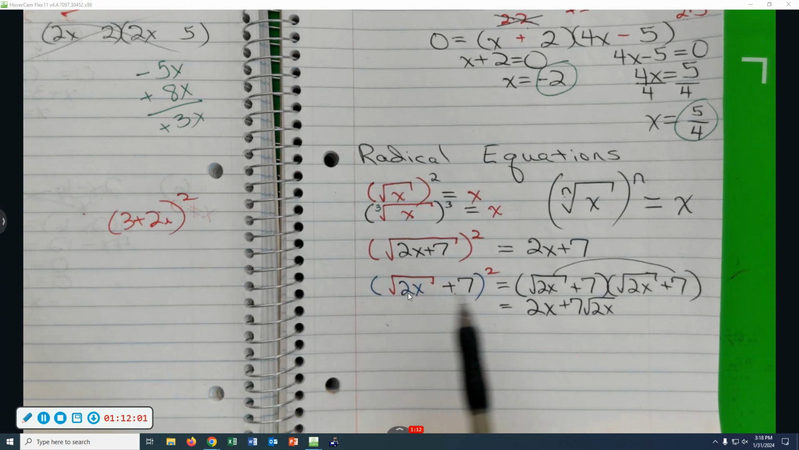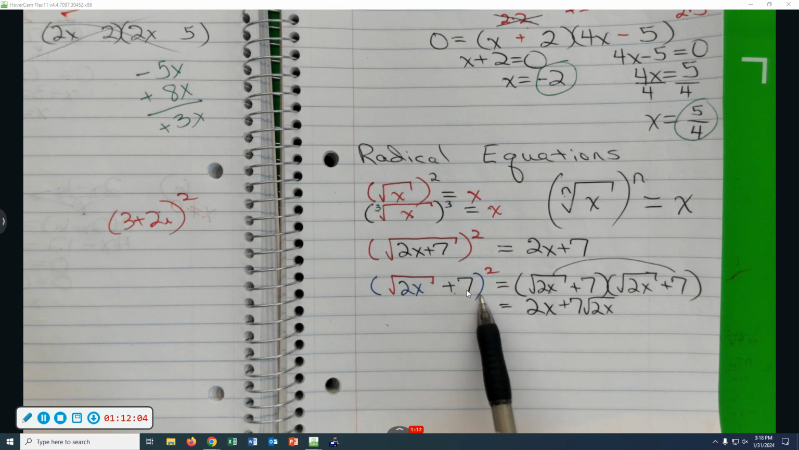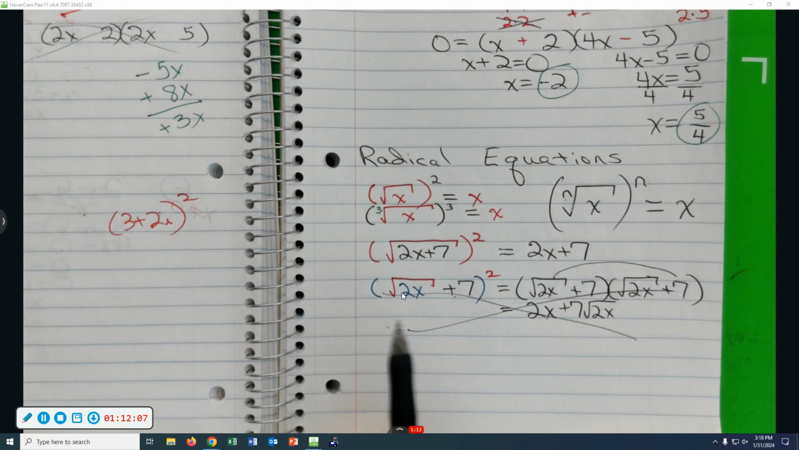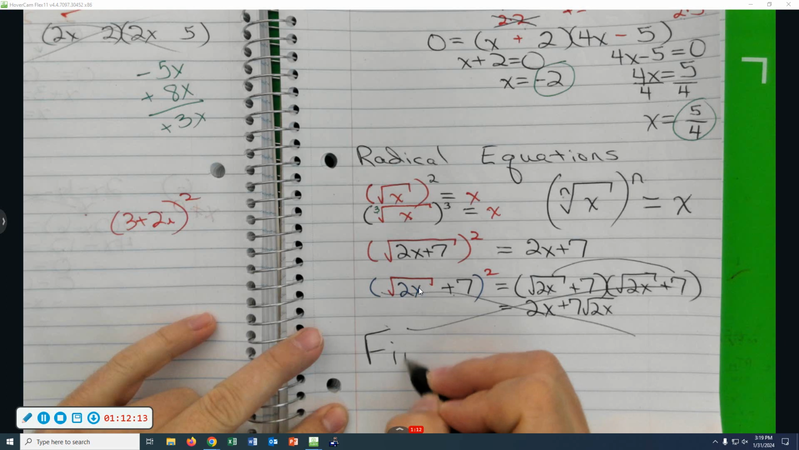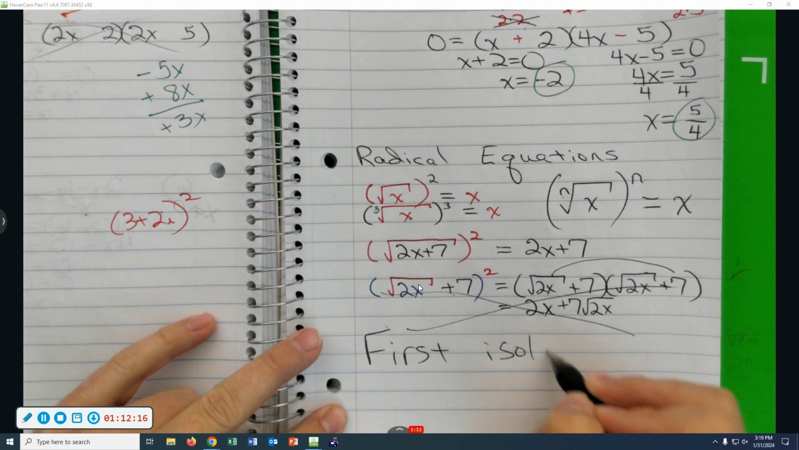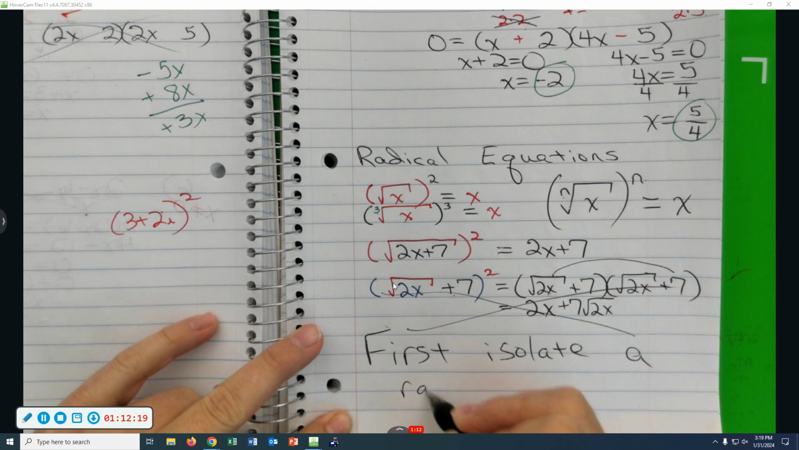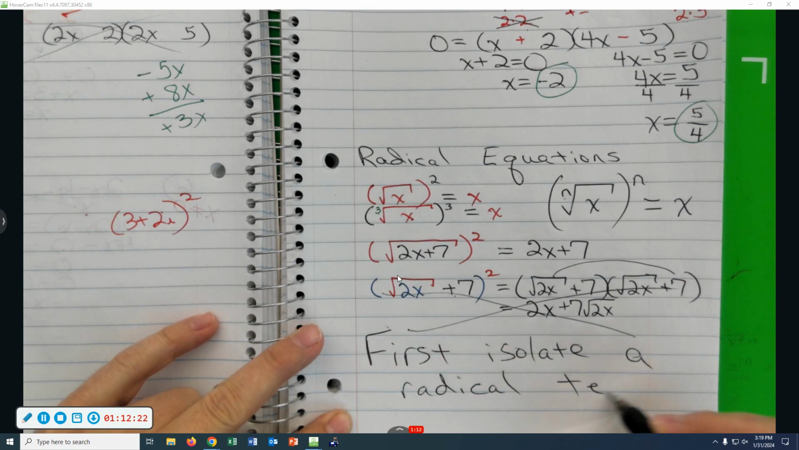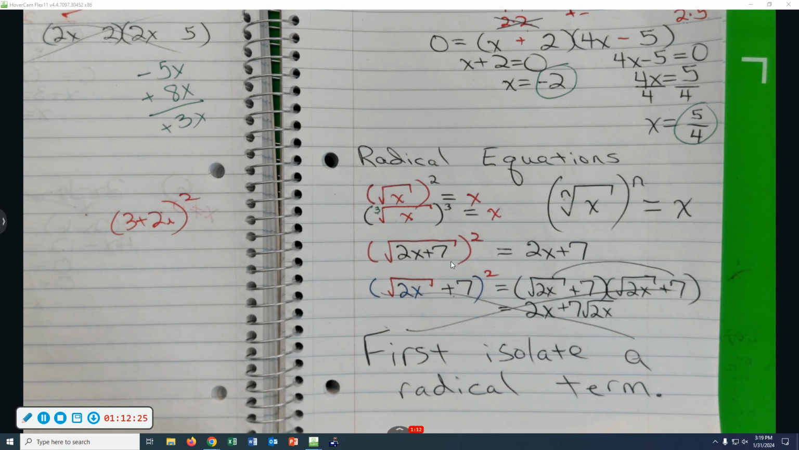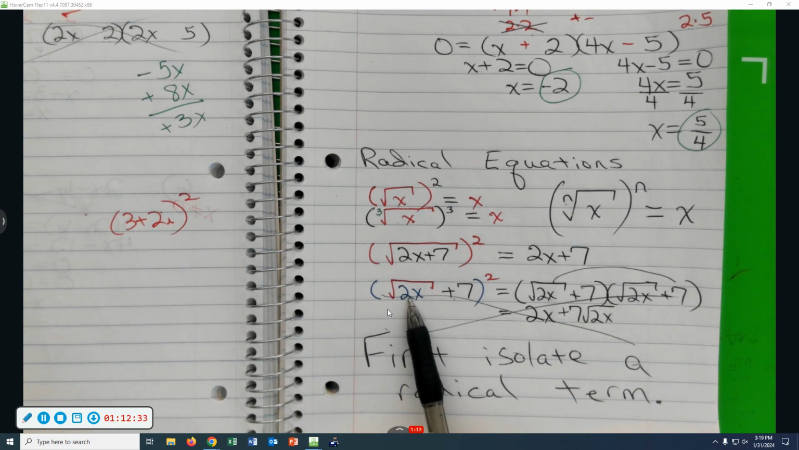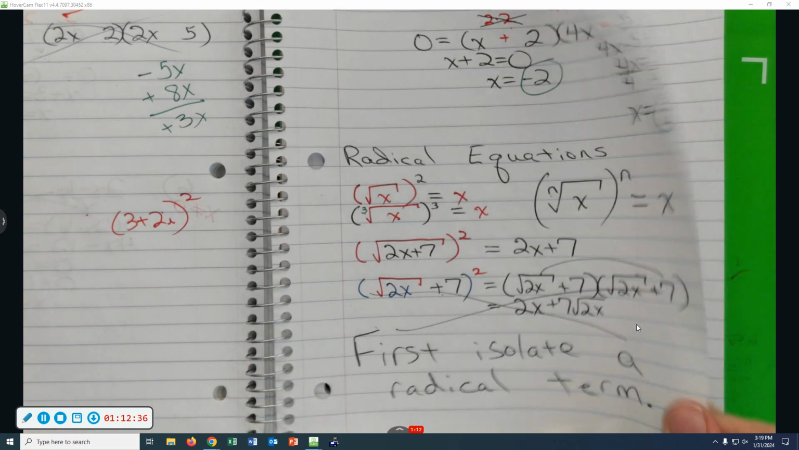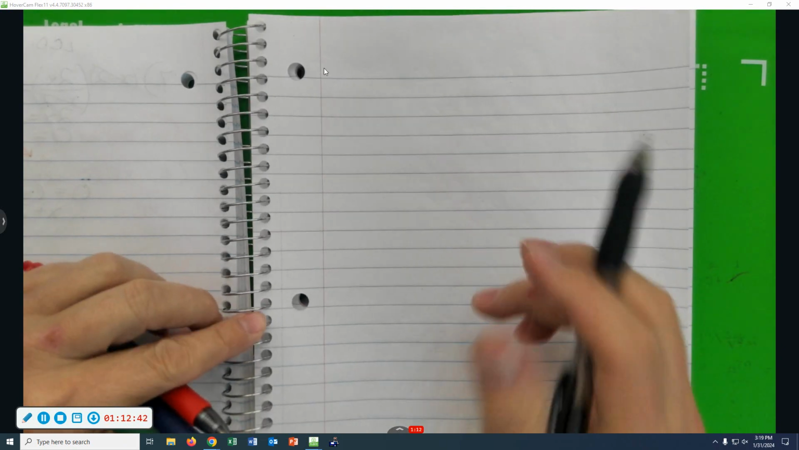You don't want a square root with a plus something or a minus something. Before raising both sides, raising a radical to a power, you must first isolate a radical term. So we're going to come across these in this assignment? No, not if you do it correctly, you're not. If I'd had a plus 7 there, I would have moved that thing over to get the radical isolated. So, just first isolate a radical term.